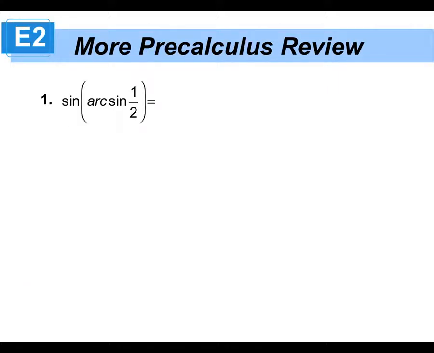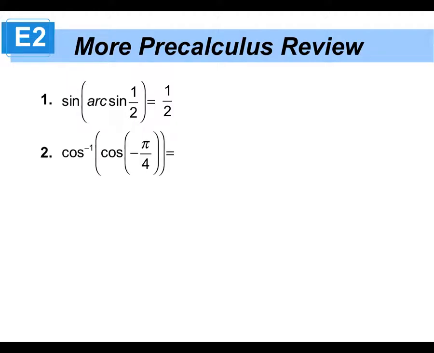So for instance, what is the sine of the arc sine of 1/2? You can go through the process here, but one trick to remember: if that value is in the first quadrant, they do just cancel each other out and you get that answer. That's easy. It's when it's not in the first quadrant that you have to do it the hard way.